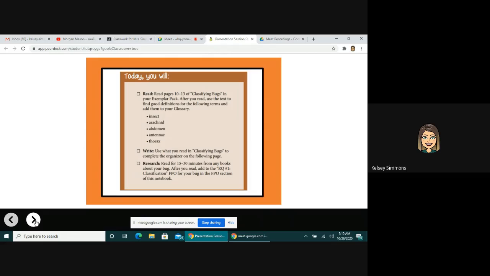These are completely interactive slides whenever it is something that I want you to write. So we're going to define the words insect, arachnid, abdomen, antennae, and thorax. After we do that, we are going to write what we read in Classifying Bugs to help complete an organizer to help us identify the types of bugs that we can encounter. And also we're going to continue our research on our bug and the different bugs that you can find. We're going to answer research question number 1 today.